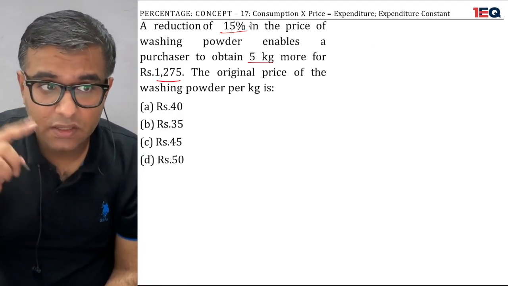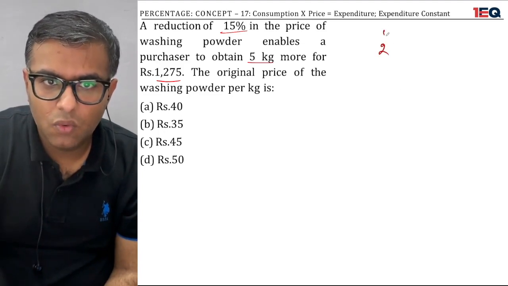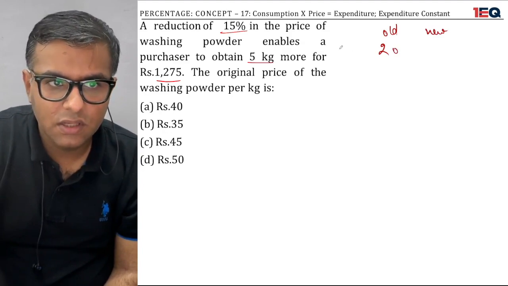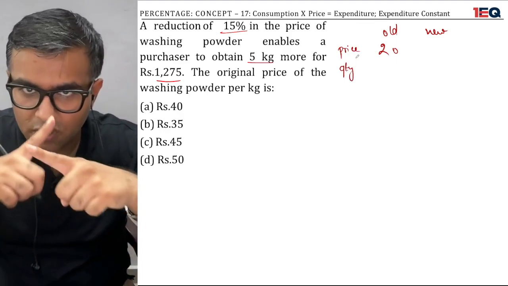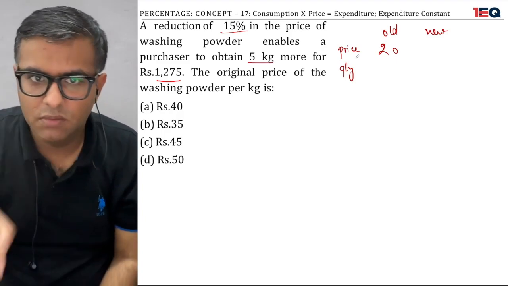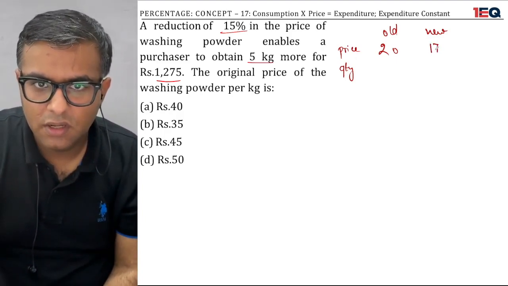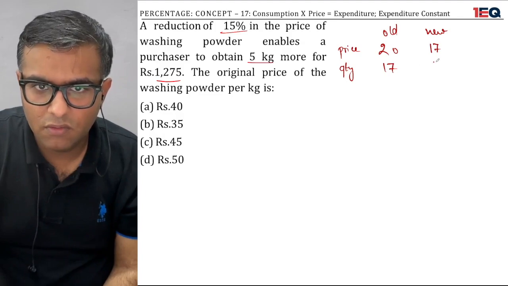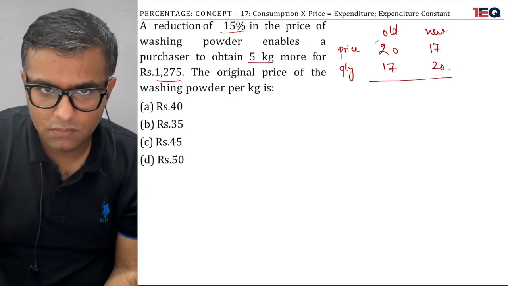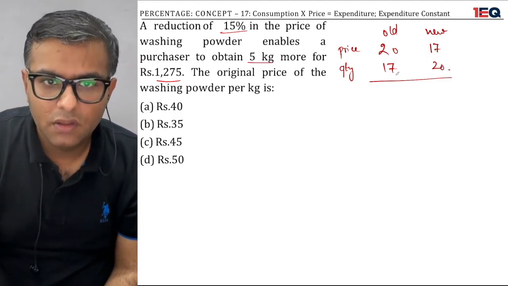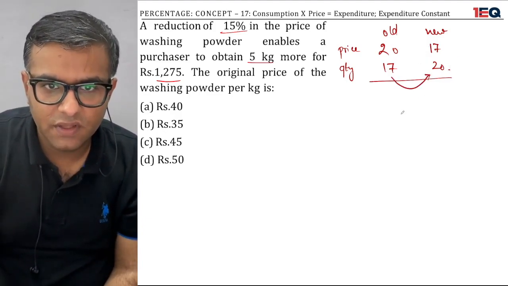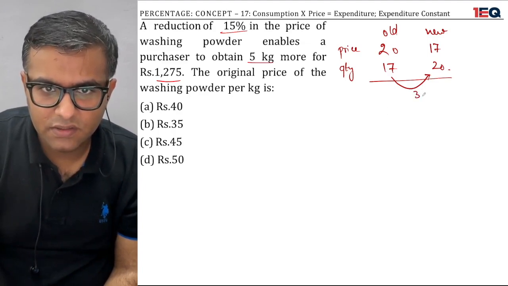There's a 15% reduction. It means I was paying 20 in the past, old and new, and this is the price, and this is the quantity. The price and quantity would be inversely proportional, so they can be replaced interchangeably. The 17 would come down to 20. The final output would remain the same because 20 into 17 is equal to 17 into 20. There is an increase of 3.